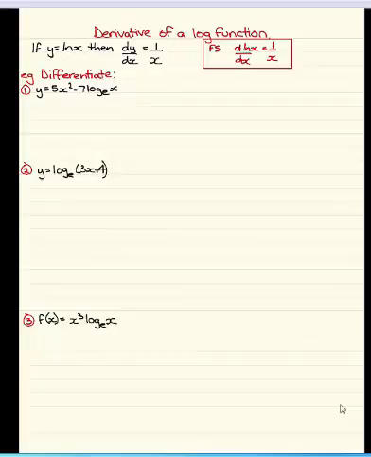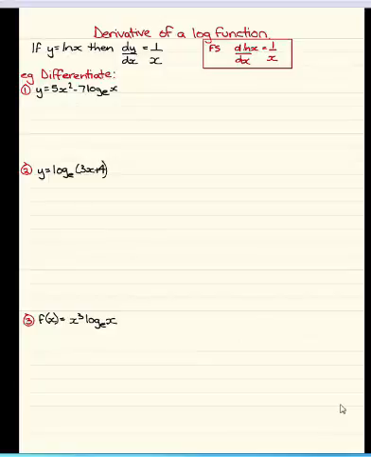So today we're looking at the derivative of a log function. Now this is on the formula sheet that you were given. If we have a function y equals the log of x, we're talking about the natural log, so log base e, then the derivative of y with respect to x is equal to 1 over x. Generally you're not going to be asked to differentiate something quite that simple, so we're going to have a look at a few examples.